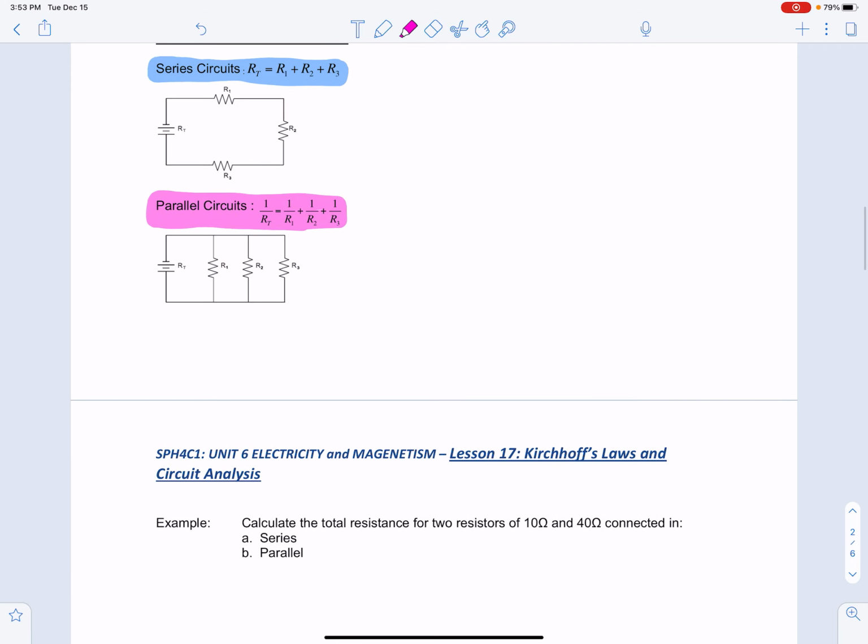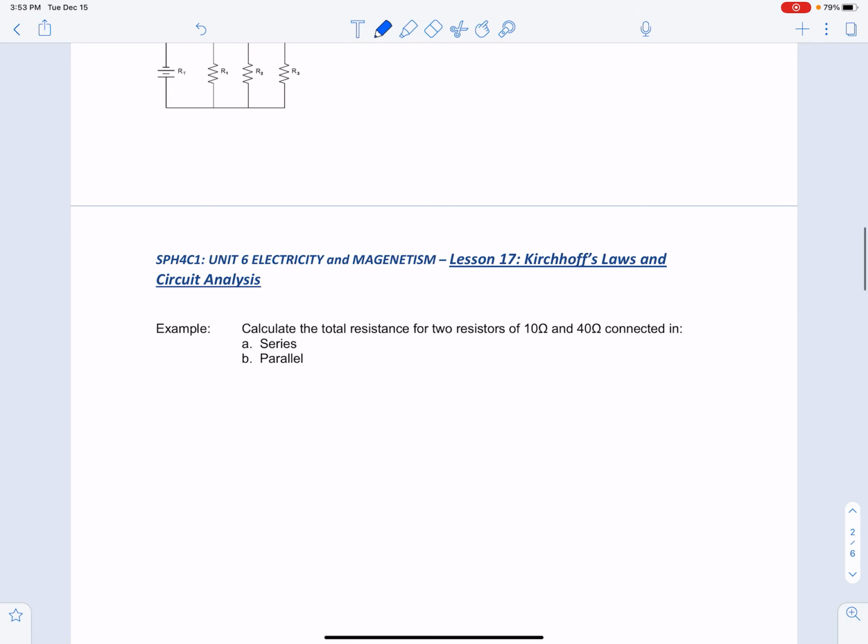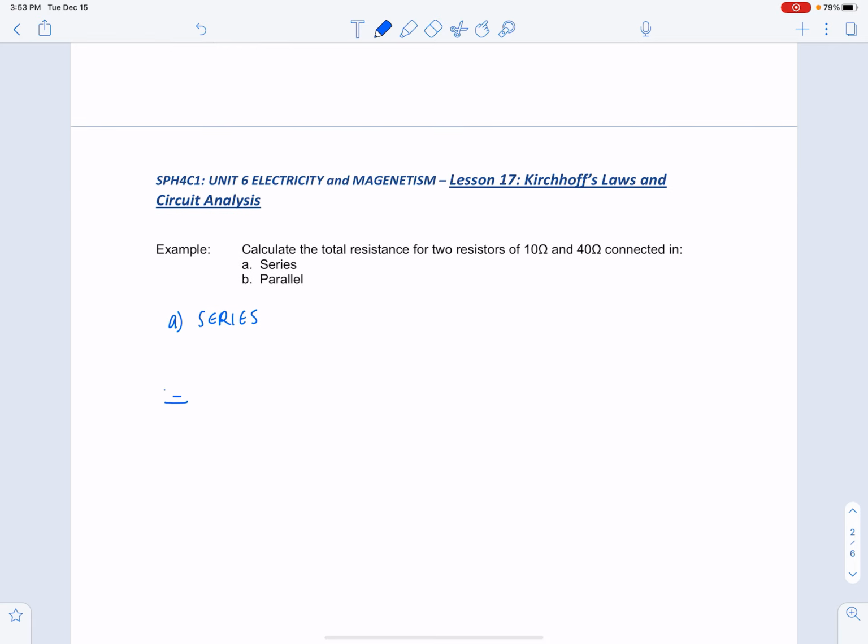What we're going to do is find the total resistance for two resistors of 10 ohms and 40 ohms. In part A, we're going to calculate them in series, and in part B, we're going to calculate them in parallel. So let's draw what this will look like. We're going to do part A first, a series circuit. And I'm going to draw two resistors in series. 1, 2. This one is 10 ohms, and this one is 40 ohms. And I want to find the total resistance.